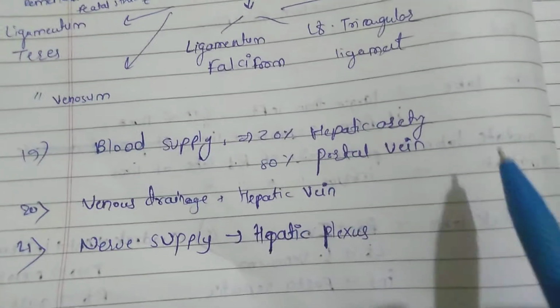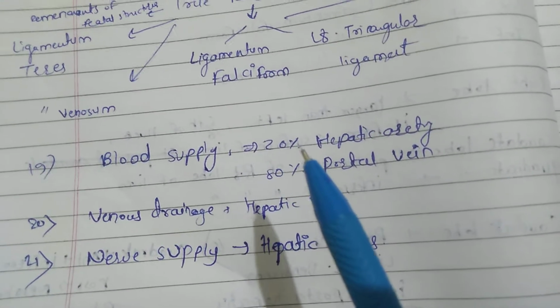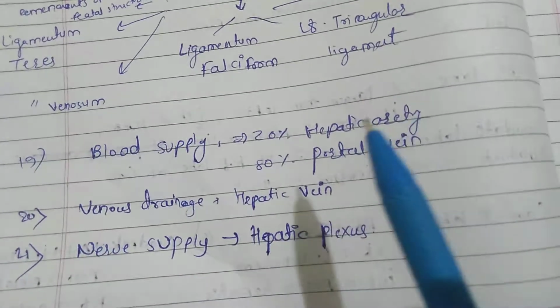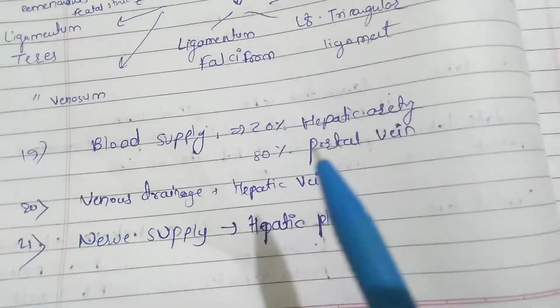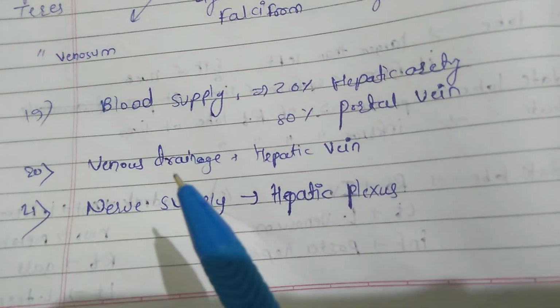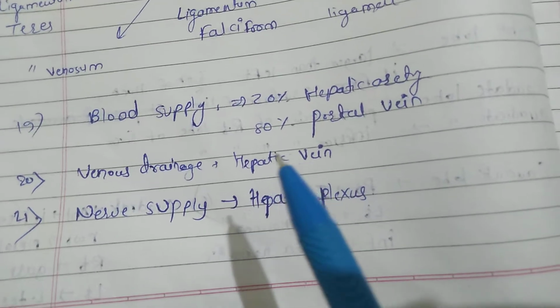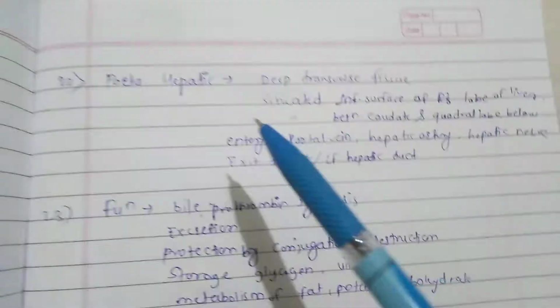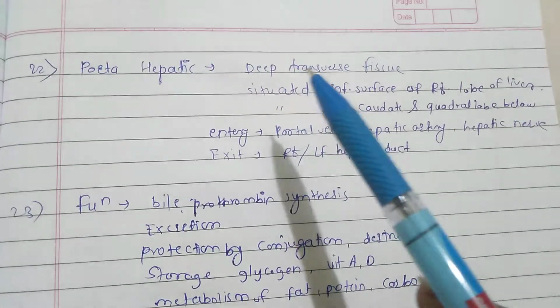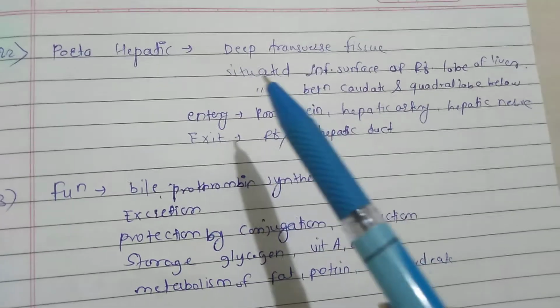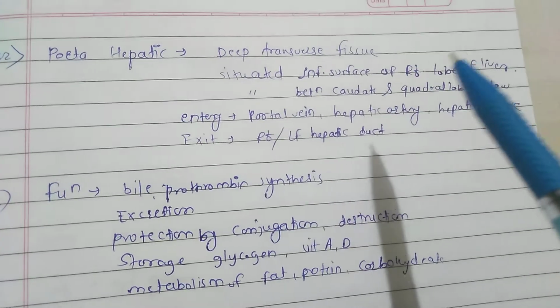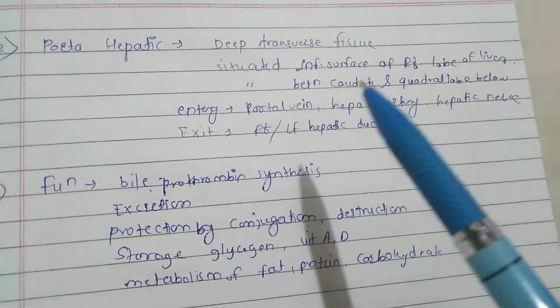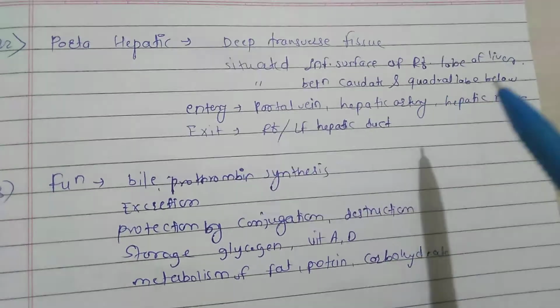Now the blood supply: the liver is supplied by the hepatic artery, only 20%, and the portal vein, 80%. Now the venous drainage is by the hepatic vein. Nerve supply: hepatic plexus. Porta hepatis is a deep transverse fissure situated on the inferior surface of the right lobe of the liver, between the caudate and quadrate lobes below.